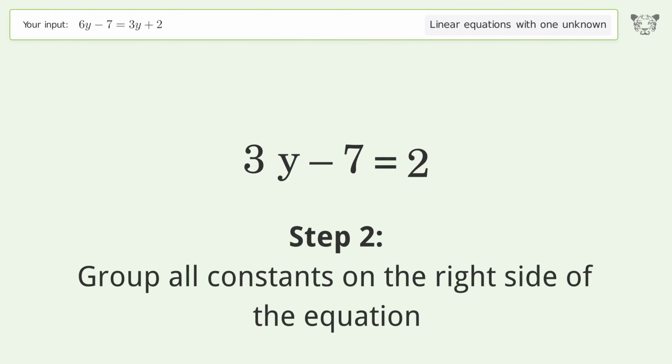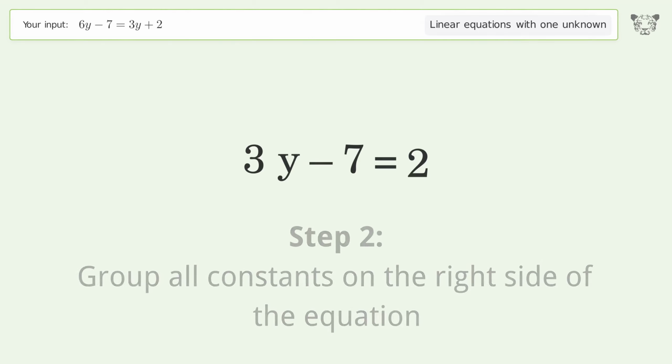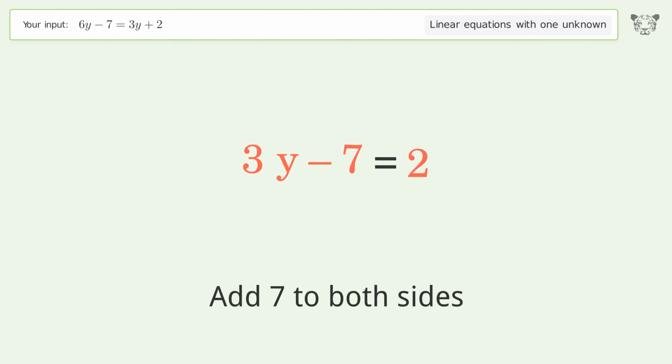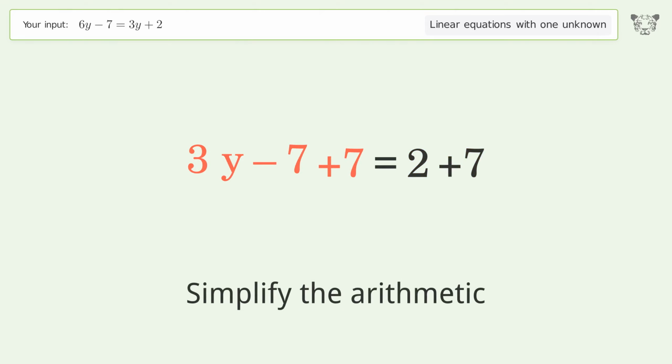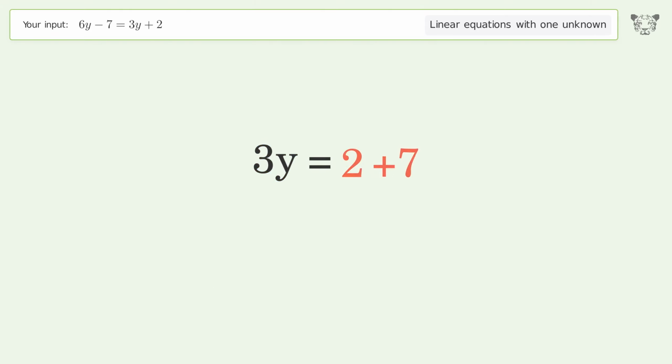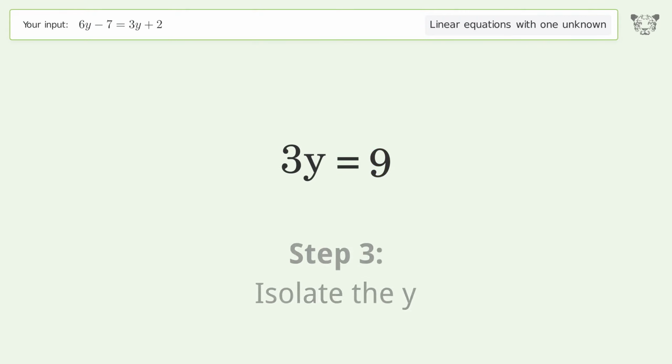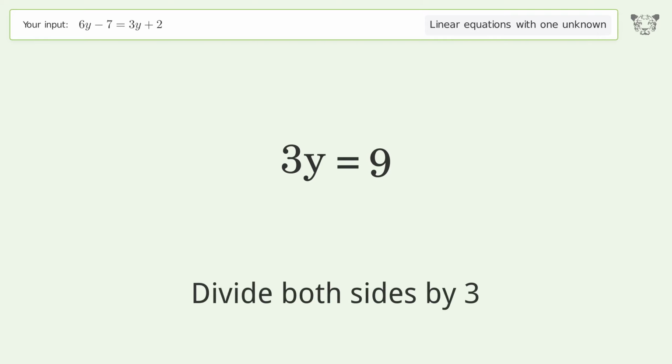Group all constants on the right side of the equation. Add 7 to both sides. Simplify the arithmetic. Isolate the y. Divide both sides by 3.